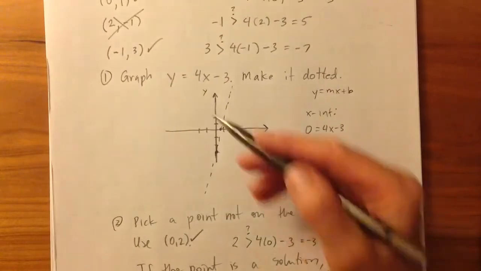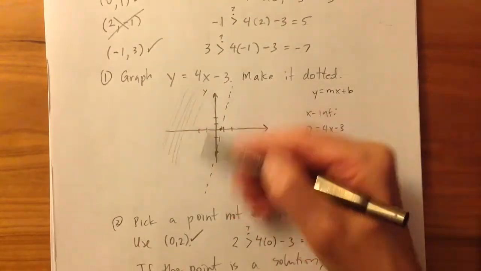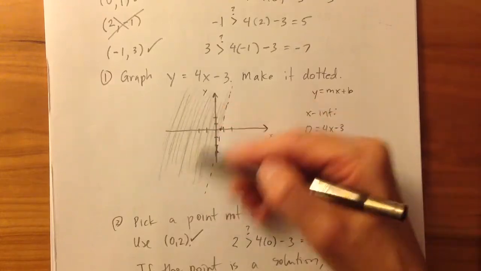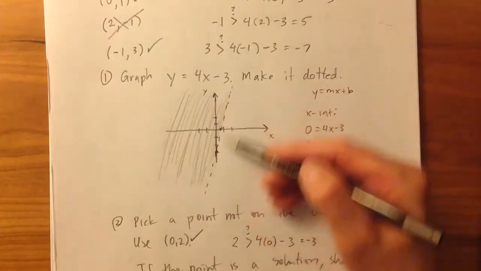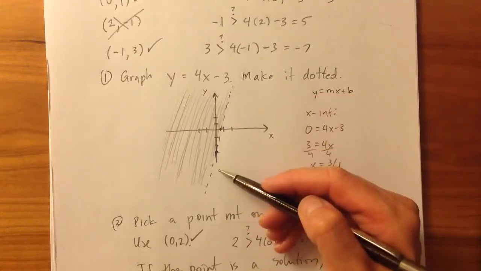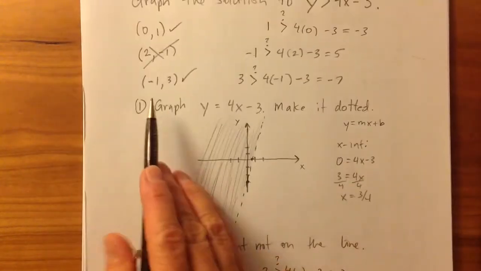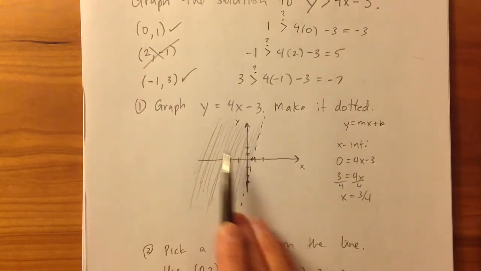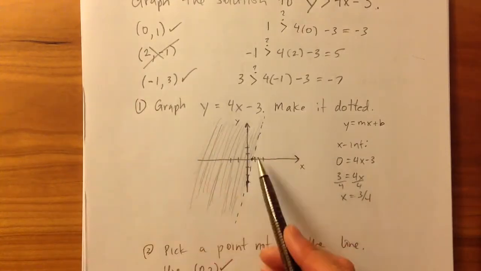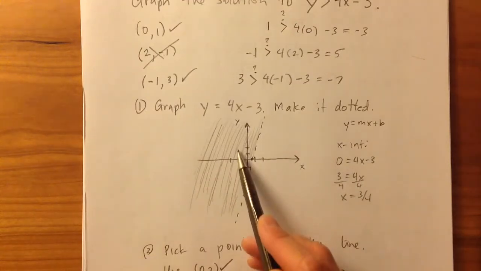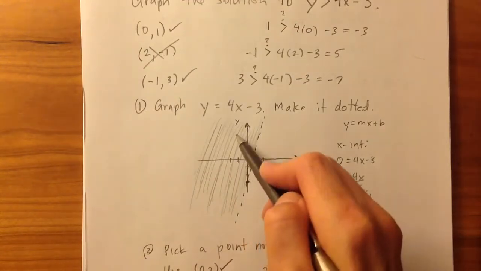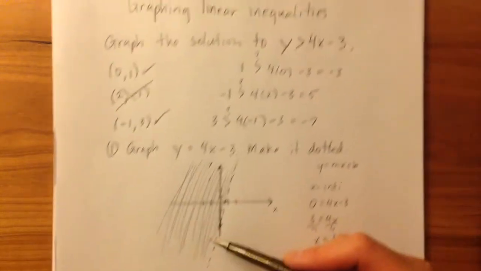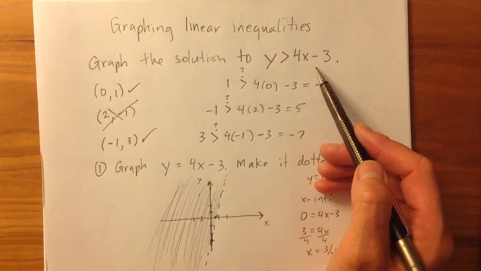Okay, so our solution is going to be all of these points right here, but of course not including the line y equals 4x minus 3. So you see this point here, (0, 1), that we knew was a solution. This point here, (-1, 3), so here's -1, and up 3 units, so that's a solution too. Okay, so all of this region here contains all solutions to this linear inequality.